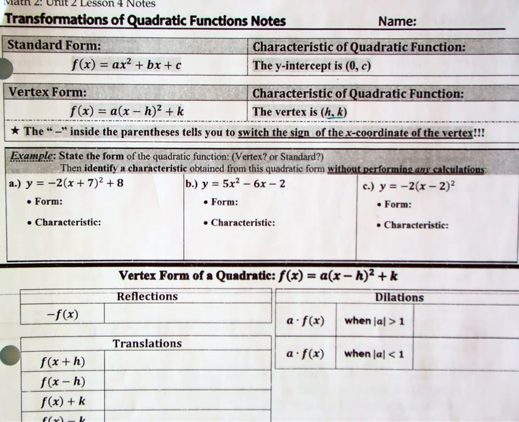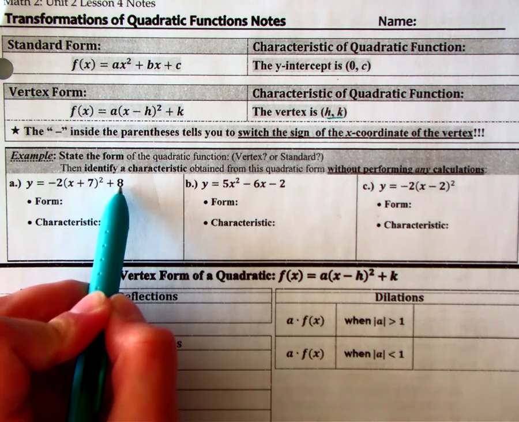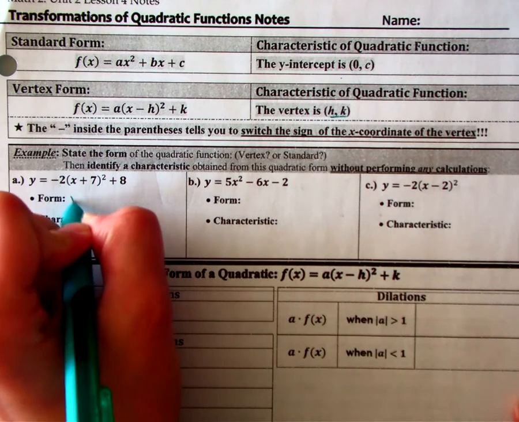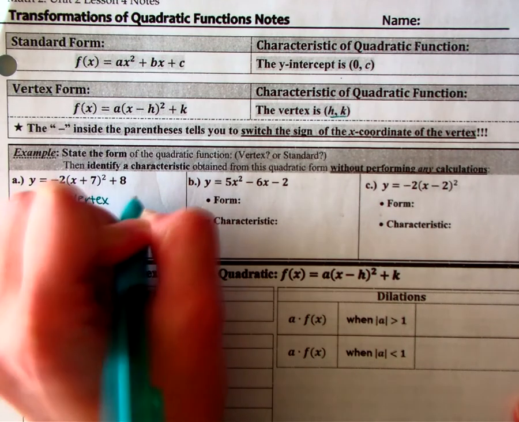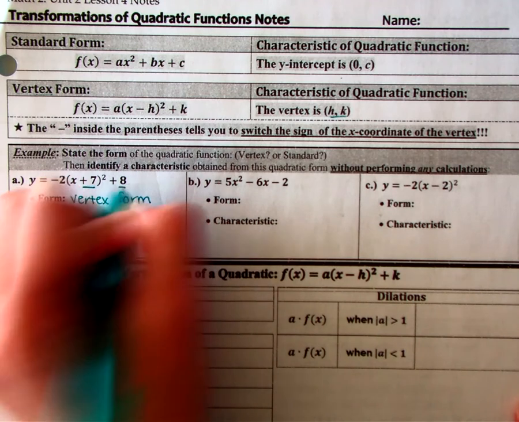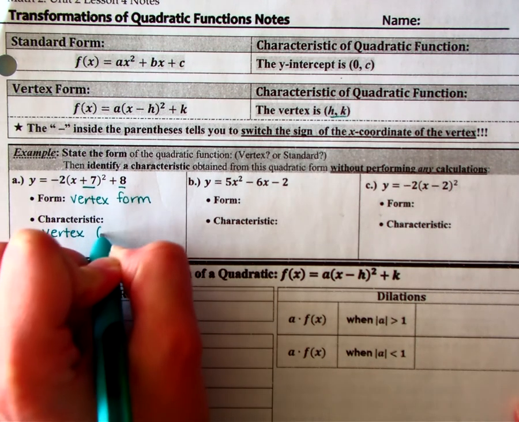All right, so if we look at the examples, we're going to state whether the form of the quadratic function is vertex or standard, and then we're going to identify the characteristic without performing any calculations and without using a calculator. So in this first one, you've got negative 2(x plus 7) squared plus 8. It's got those parentheses, so that's a dead giveaway that it is vertex form. And vertex form tells us the vertex. So opposite h, k stays the same. So our characteristic is the vertex, and it is at (negative 7, 8).